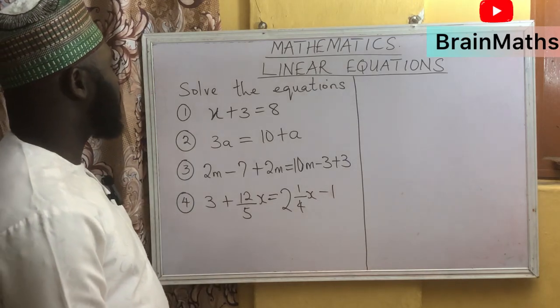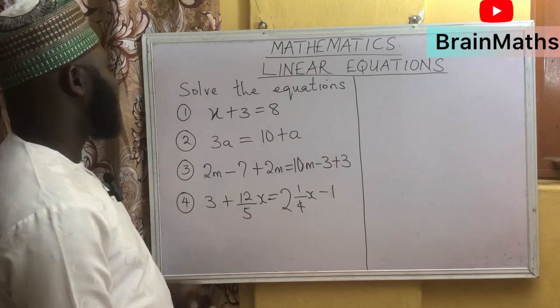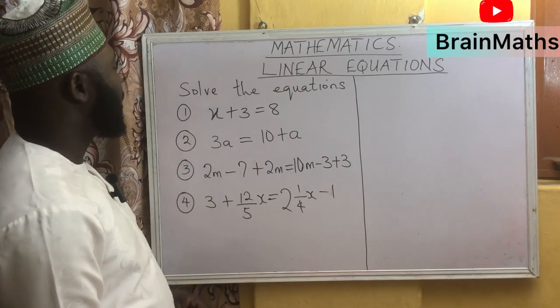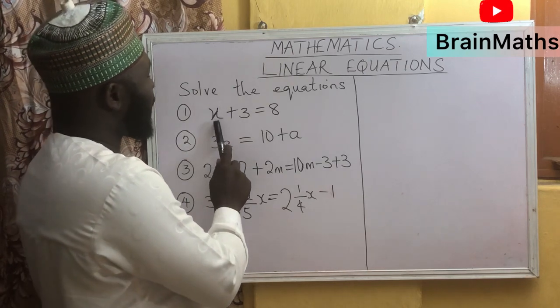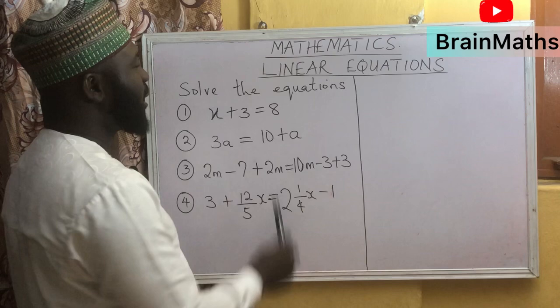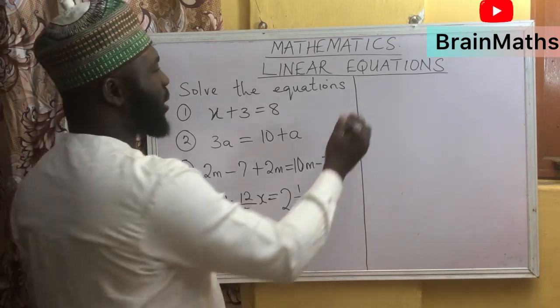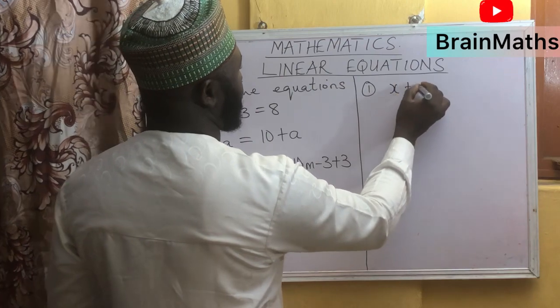Let's try to look at the solution of all these questions on the board, starting with question number 1. Question number 1 is saying that the value of x, if it is known and we add it to 3, our answer is going to be 8. So let's try to find the value of x that will be added to 3 to give us 8.